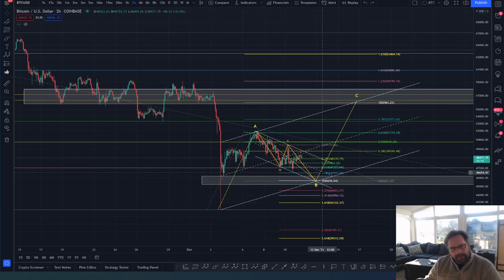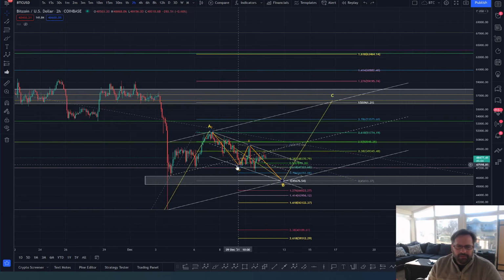However, here's an idea I haven't shared with you, and that is the idea that we have a WXY on our hands. We've got a three-wave move to the downside from Bitcoin. We had a three-wave move, X-wave to the upside here, and now we're looking to get another three-wave move right here, if you can see it, boom, boom, and then we're looking to go down again one more time.